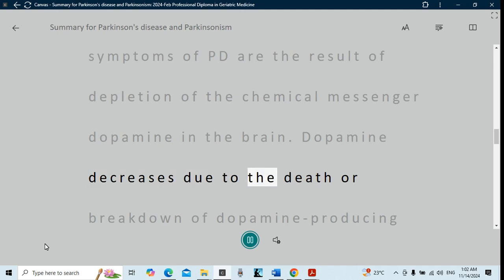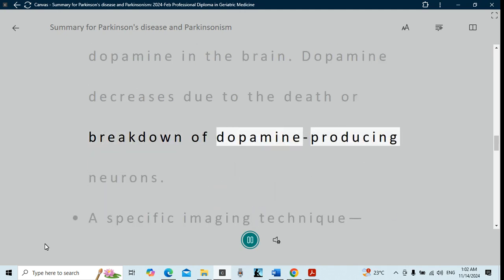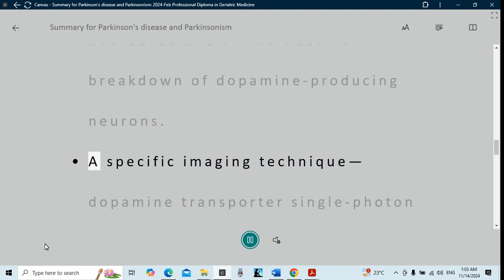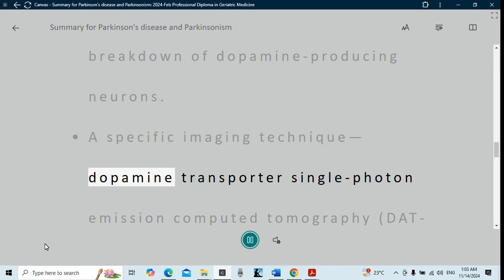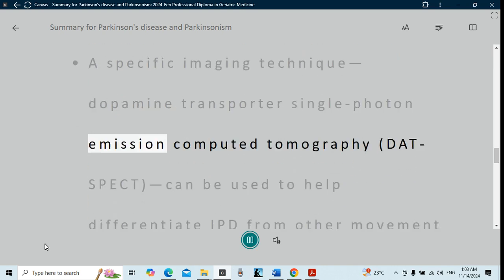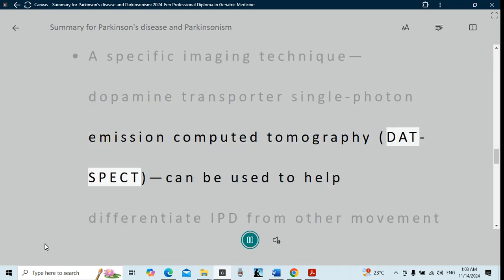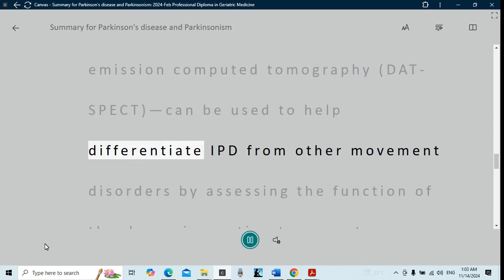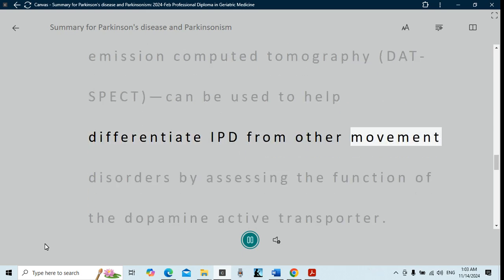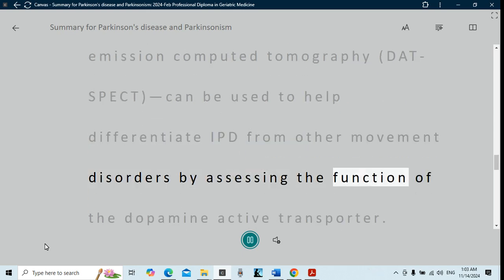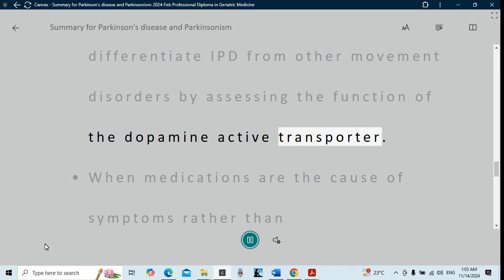Dopamine decreases due to the death or breakdown of dopamine-producing neurons. A specific imaging technique, dopamine transporter single photon emission computed tomography, DAT SPECT, can be used to help differentiate IPD from other movement disorders by assessing the function of the dopamine active transporter.